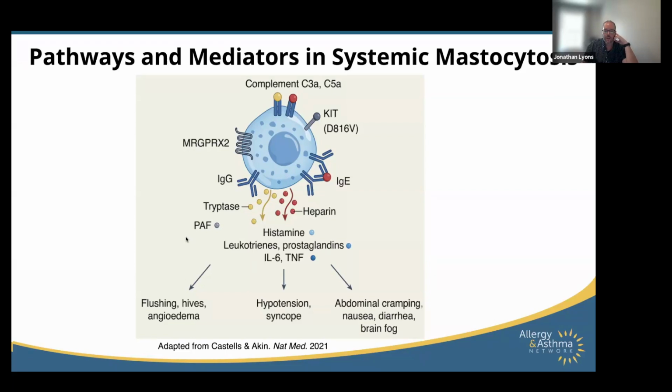And they drive a lot of the symptoms that we think of. So we have flushing, hives, and swelling, low blood pressure or passing out from low blood pressure, abdominal pain, diarrhea, nausea and vomiting occasionally. And then some other less direct symptoms, such as brain fog, bone pain, fatigue, some of those kinds of symptoms that we think may be driven by some of these mediators in different ways than this acute problem.